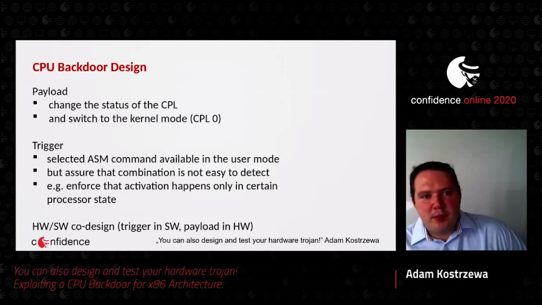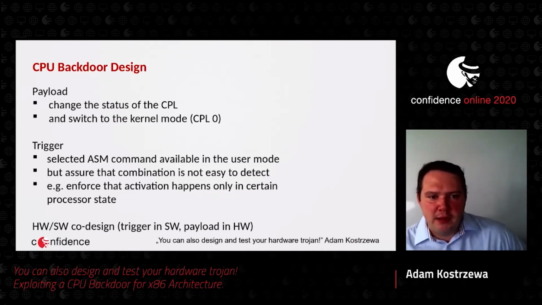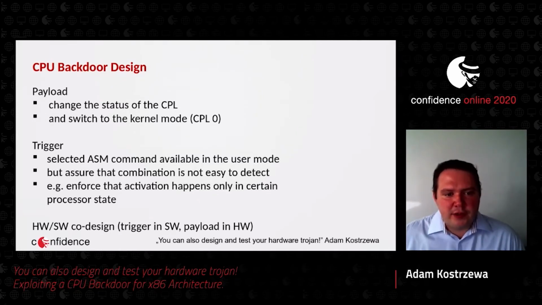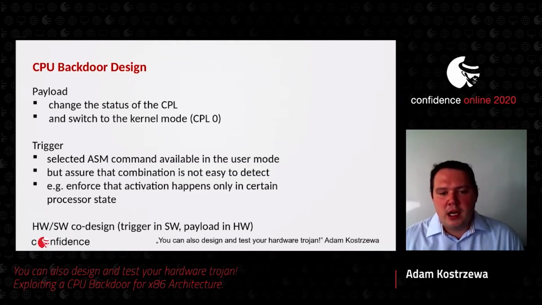So in the case of our CPU backdoor design, as a payload, we already defined what we would like to do. We would like to change the status of a CPL. The trigger must be visible to the user from user space. The majority of processors are governed by an instruction set architecture, by assembly commands. Therefore, we'll obviously use an assembler command as a trigger, but we must ensure that the trigger is not easy to detect.